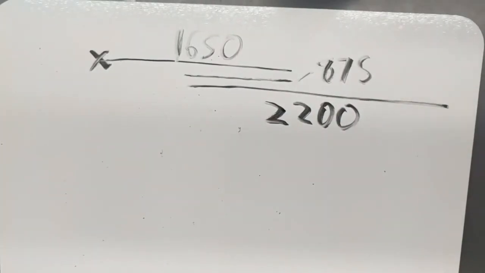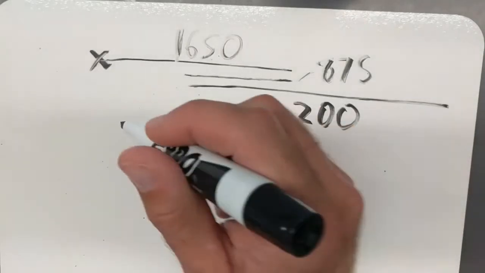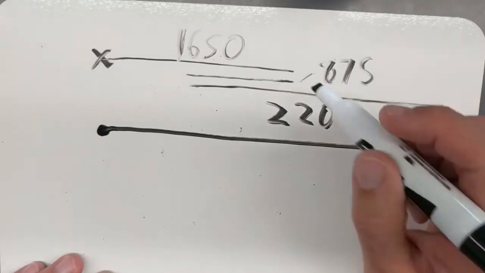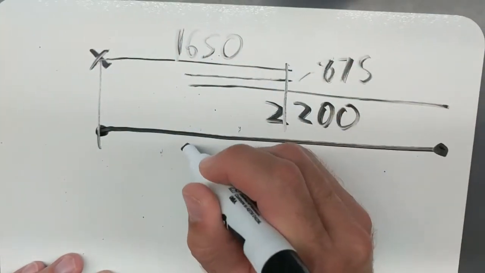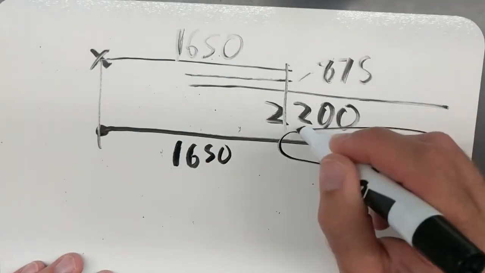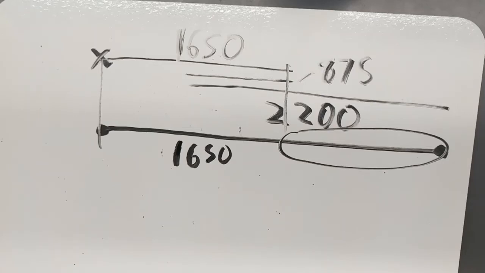All right. So they want to know the displacement and the distance. Remember the definition: displacement is a special type of distance. It's the straight-line distance from where you start to where you finish. So that would be from here directly to here. You can see we have 1650 there, but then it gets a little tricky. We've got to figure out how much that is.